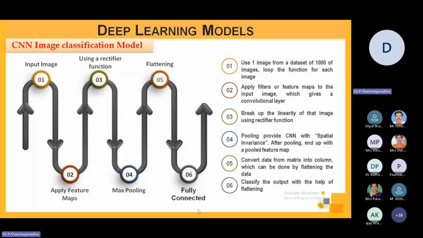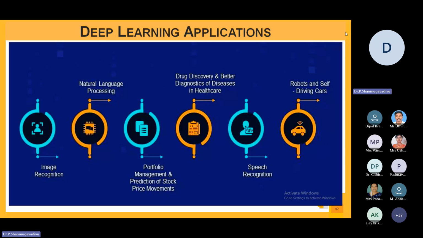Then the next one is the deep learning model, the CNN image classification model. It takes the input image, applies the feature map, then the rectify function that we have already seen. Then max pooling, filter, flattening of the features, and then the fully connected layer. You get it, right? As you keep working, you'll be able to understand it better. When you just read the basics and theoretical aspects, it looks a little fuzzy. But when you start applying it, it is very simple.